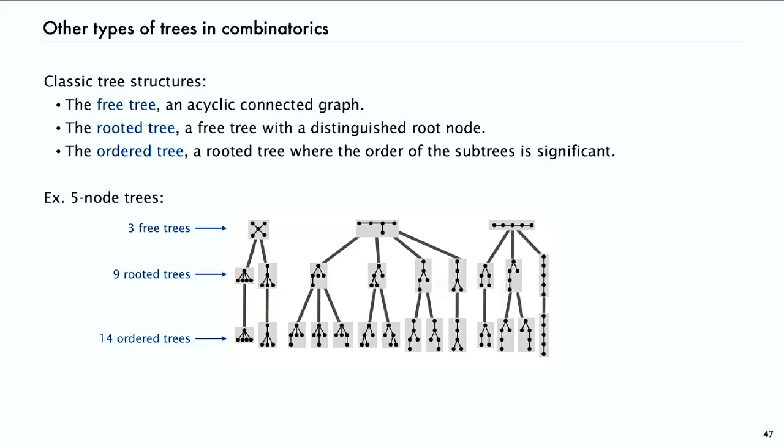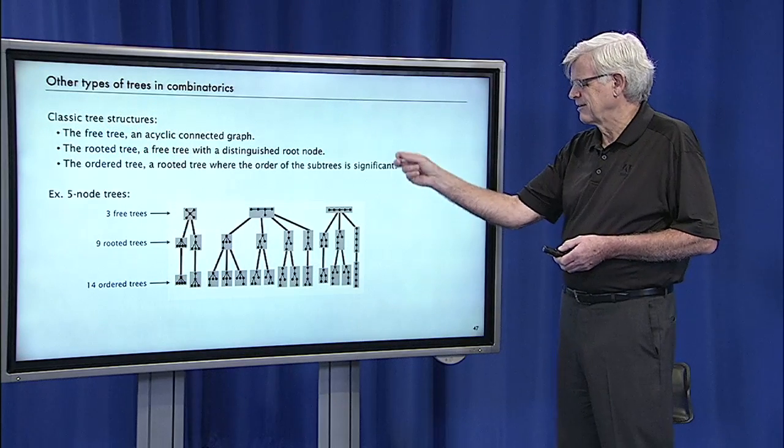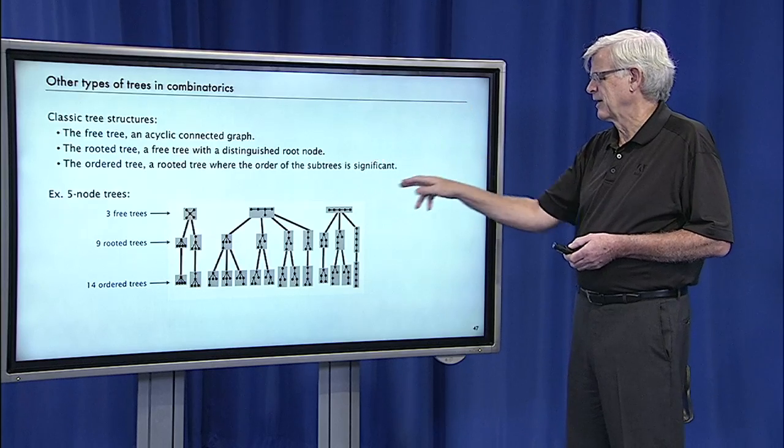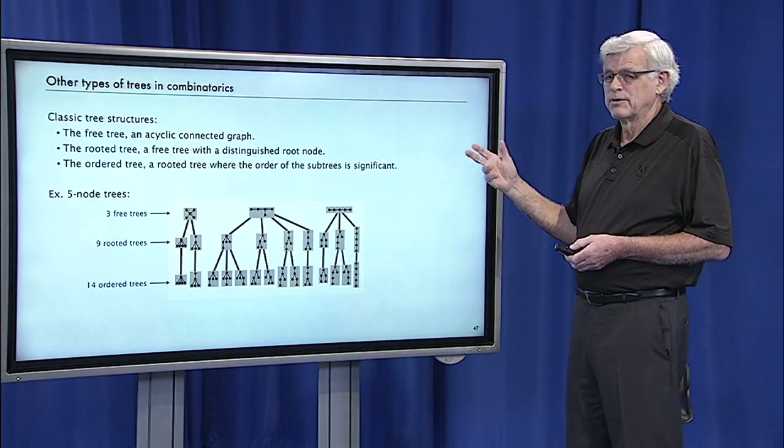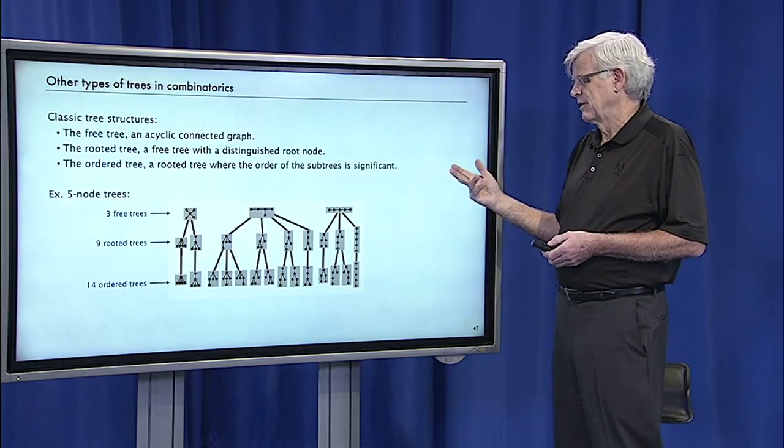These are 5-node trees. There's only 3 different free trees of 5 nodes. Again, these trees are defined just in terms of their connections. There's no root and there's no order. So either 4 other nodes are connected to 1, or there's 1 node that 3 are connected to, and then there's another one hanging off, or they come in a line. That's the only 3 free trees of 5 nodes.